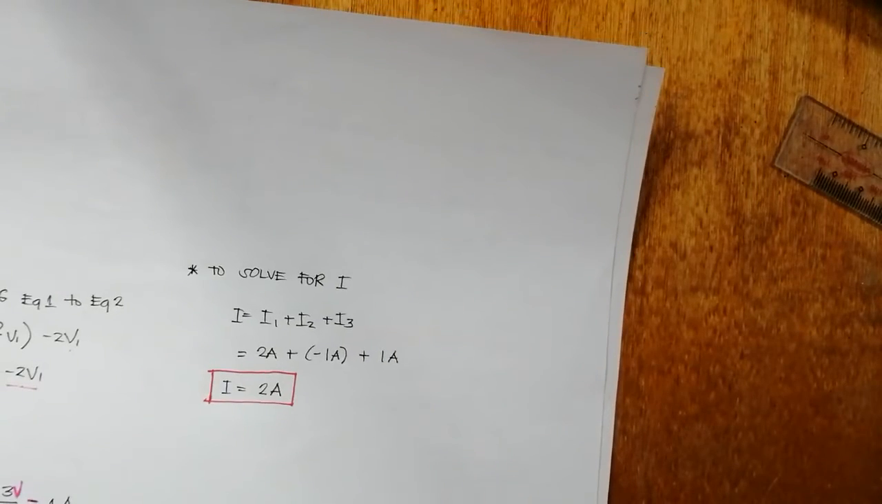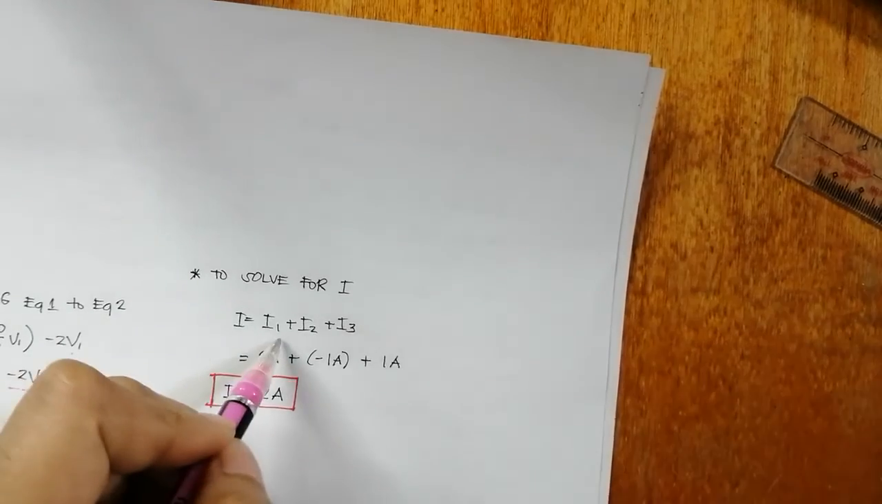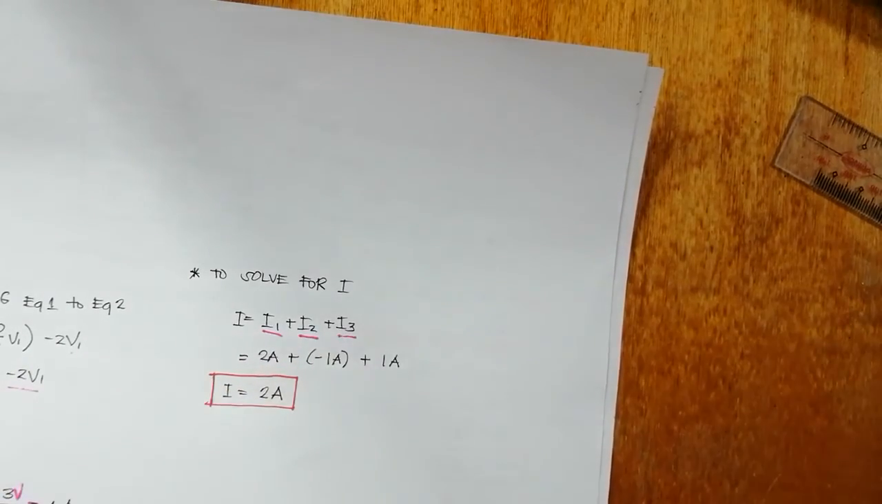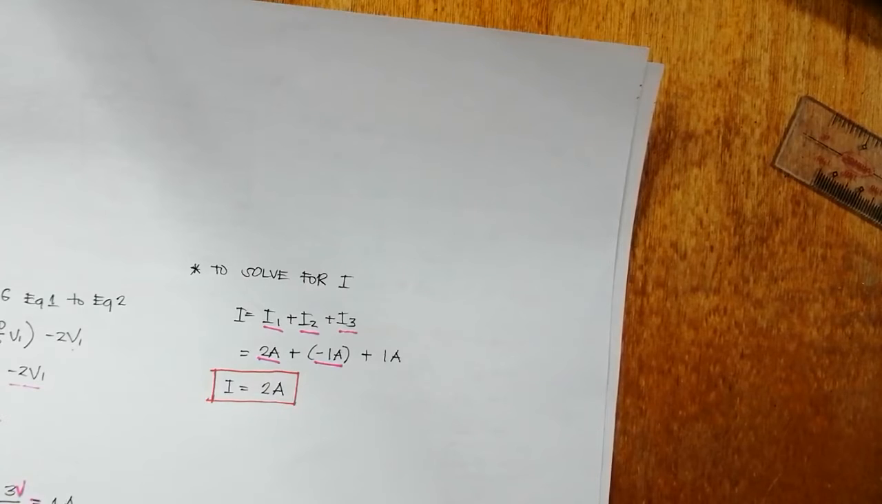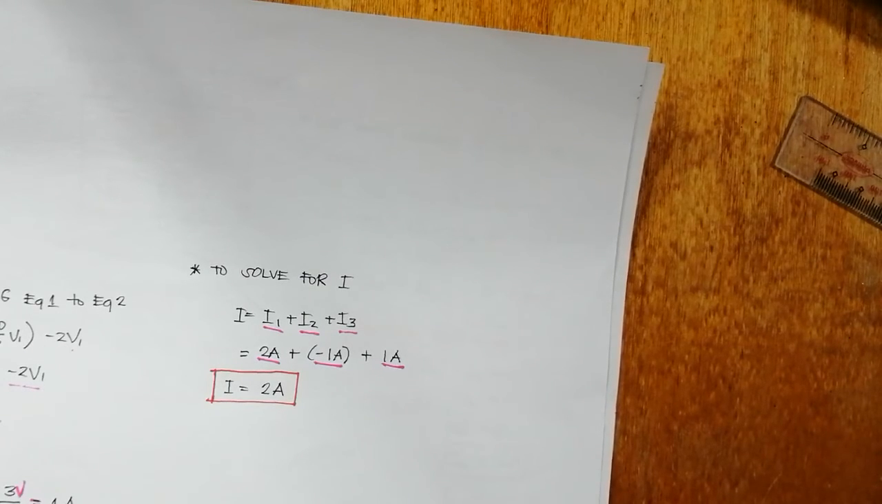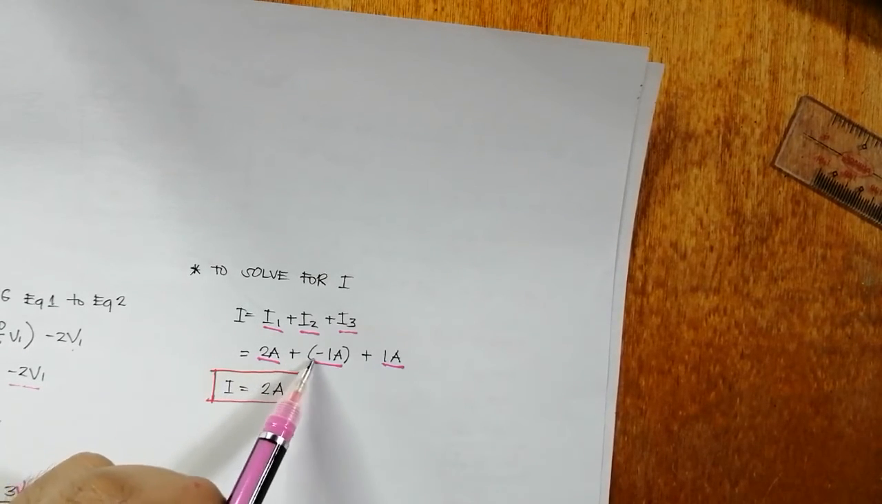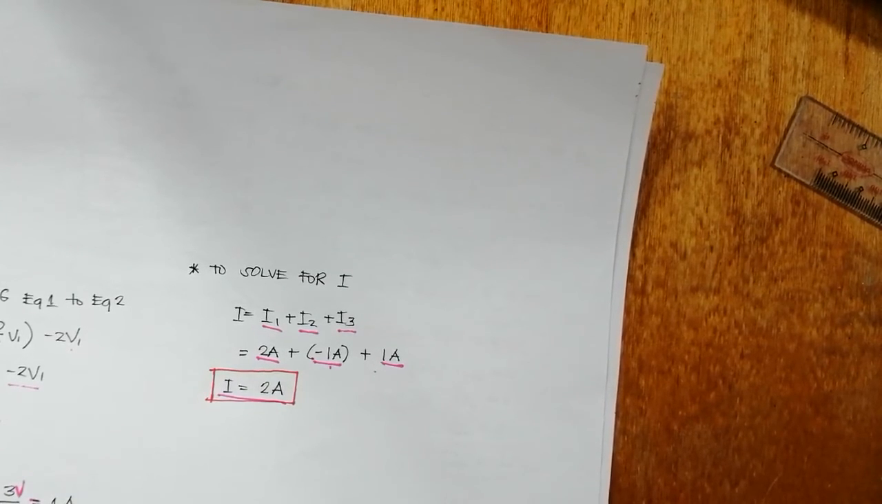Then to solve for I, we will just sum up the values of I1, I2, and I3. The value of I1 is 2 amperes. The value of I2 is negative 1 ampere. And the value of I3 is 1 ampere. So 2 minus 1 plus 1 is equal to 2 amperes. Therefore, the value of I is 2 amperes.